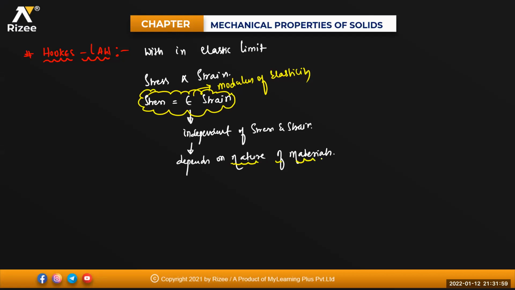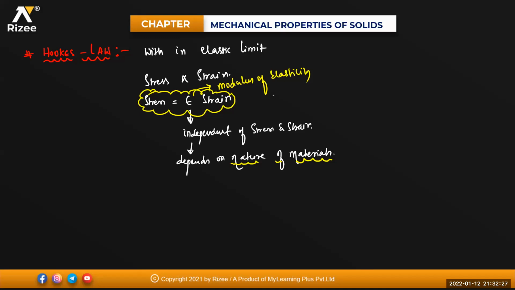Like for iron, it is one value. For copper, the value changes. For steel, the value changes. Within the elastic limit means, like anything has a limit. If I take a rubber band and extend it to a certain extent, it will expand. If you go on applying more and more force, what happens? It will break, isn't it? So within the elastic limit, stress will be directly proportional to strain.